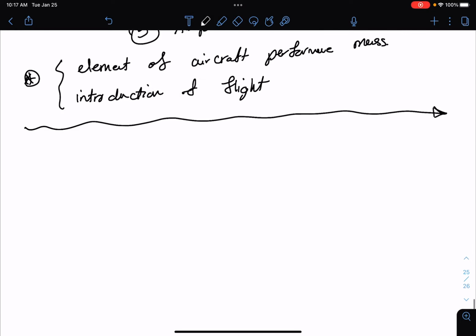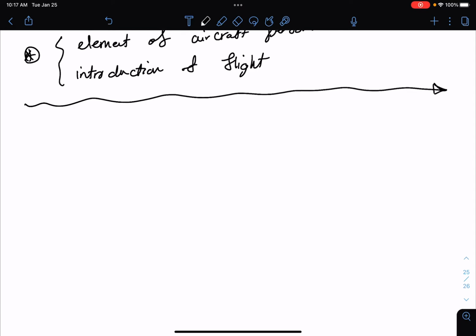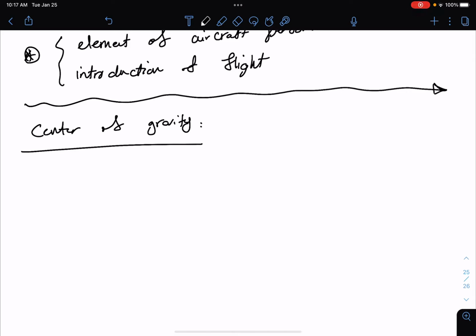So let's start. Again, we are going to become familiar with the terminology this week, mostly. And then we are going to use the equations and terminologies we learned this week, in the upcoming weeks, to analyze rate of climb and all of those things we talked about. So first thing we need to become familiar with is center of gravity. Who can tell me what the center of gravity is?